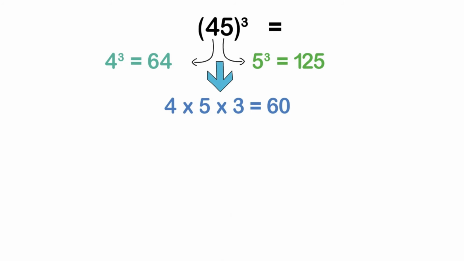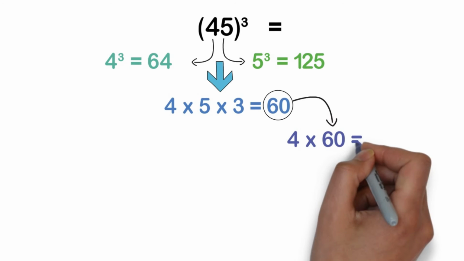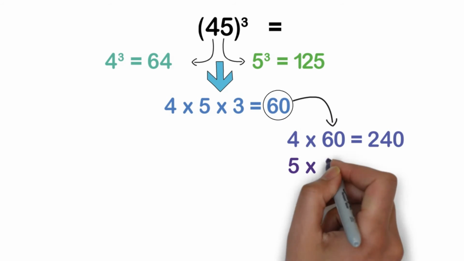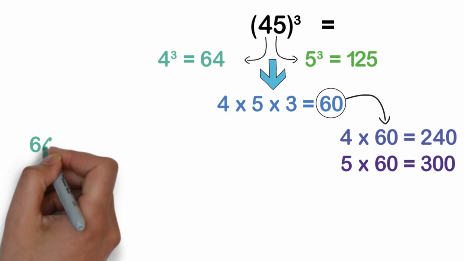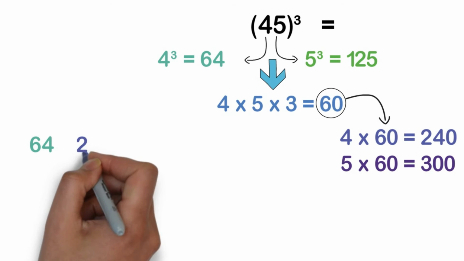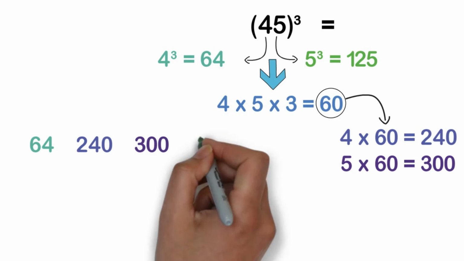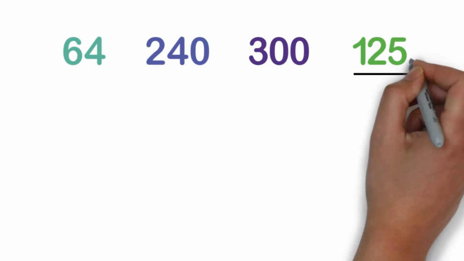Then we use the 60 to multiply our original number, which is 45, like this. We start again from the left where we have 4. So 4 multiplied by 60 will give us 240. 5 multiplied by 60 will give us 300. Therefore, we have 64, 240, 300, 125.